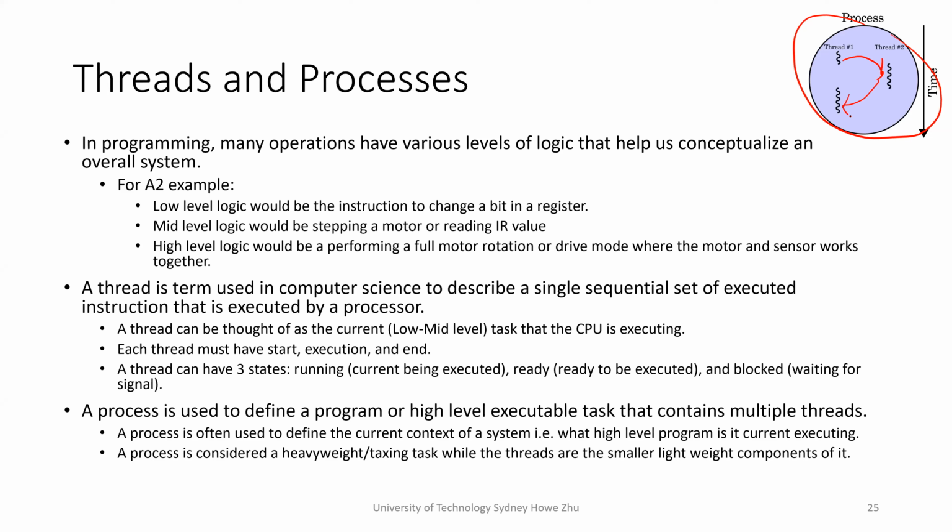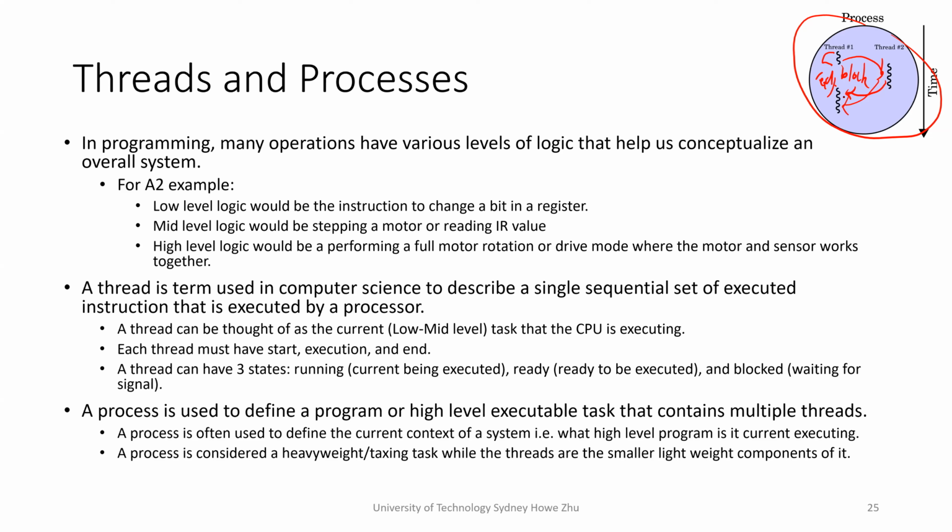A thread should have 3 states. It should be either running, for example, right now a thread is running; or ready; and then there's also waiting. Right now this thread is blocked, while thread 2 is running. But once the thread is ready, it goes from thread 2 back to thread 1.